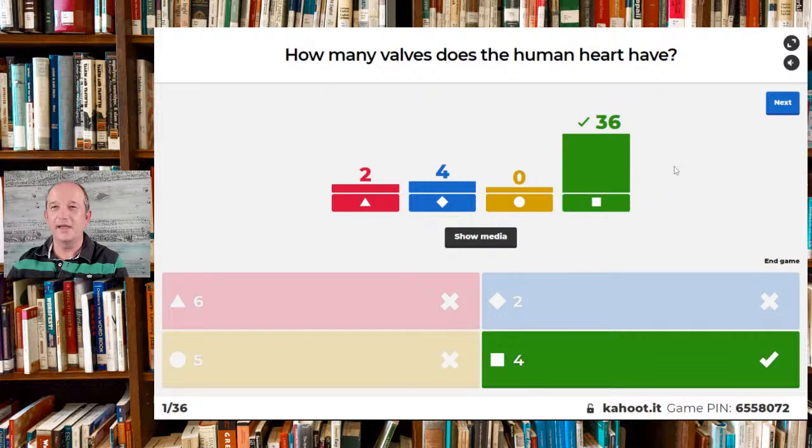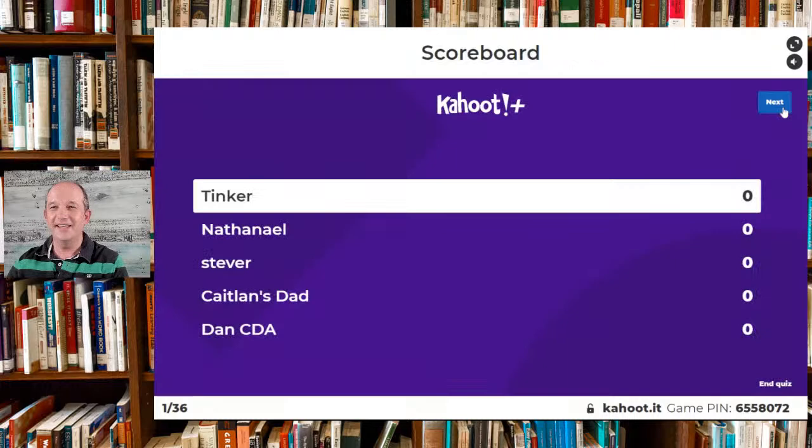There was a bit of a turn up for the books last time round. Hang on, I think someone's getting excited there. Let's see. And in first place, there we have Tinker, Nathaniel second, Steva, Caitlin's dad, and then Dan in the top 5. Well done, absolutely brilliant. That's great. There's really not many points between it there. So well done, everyone. Absolutely fantastic.